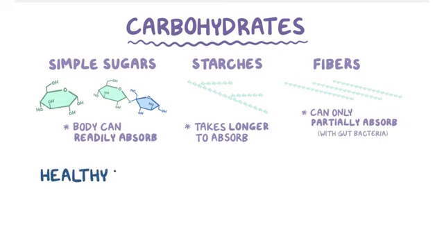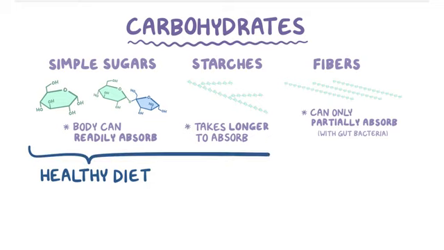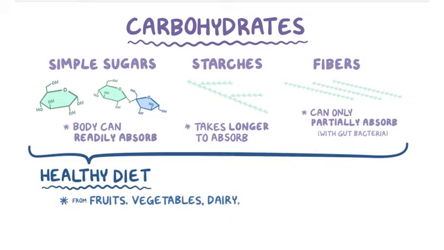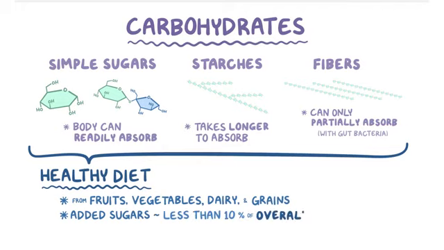Ultimately, a healthy diet includes all types of carbohydrates, coming from a variety of sources like fruits, vegetables, dairy, and grains. It can include added sugars too, with the World Health Organization and the US Dietary Guidelines recommending that added sugars make up less than 10% of your overall calories.